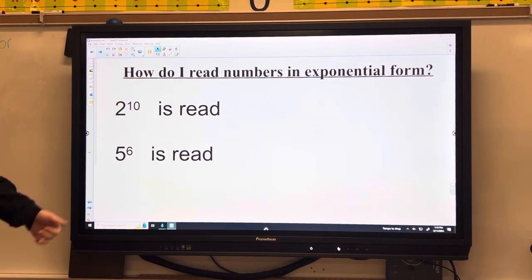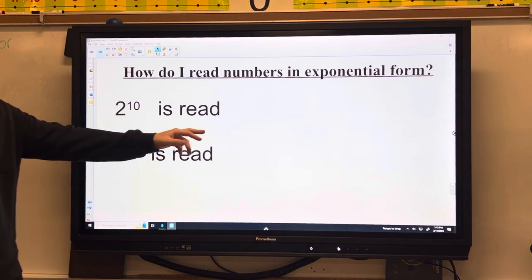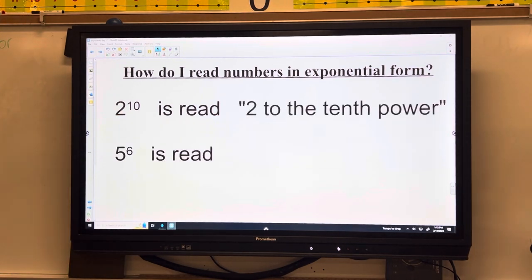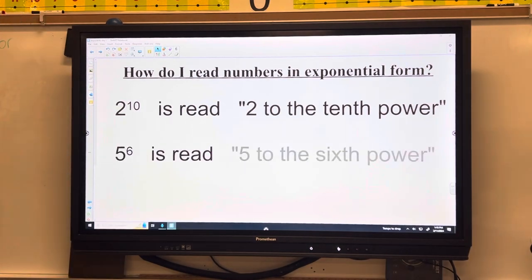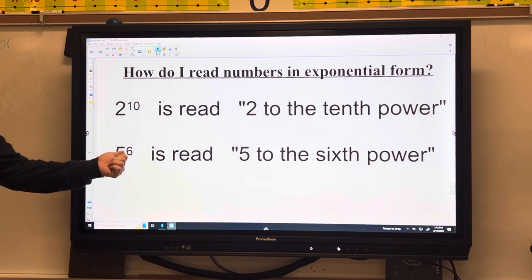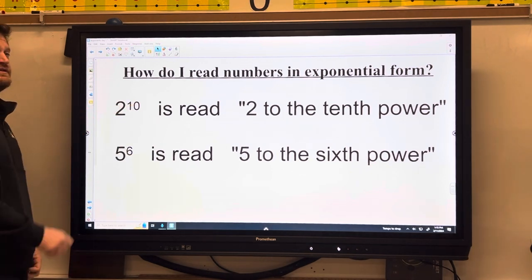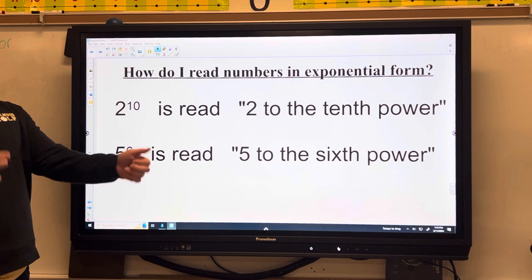So when I'm reading this stuff, 2 is the base, 10 is the exponent. We would read this as 2 to the 10th power, or 2 raised to the 10th power. How would we read this one? 5 to the 6th power. Okay, it's raised to the 6th power. So this would be 6 5s multiplied together. This would be 10 2s. It would double every time you write a 2 down.